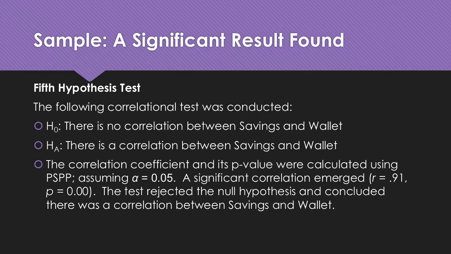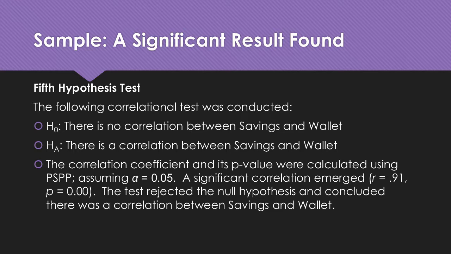The fifth hypothesis test was to find a correlation between savings and wallet. The null hypothesis states that there is no correlation between savings and wallet. The alternate hypothesis states there is a correlation between savings and wallet. Our data states that R is 0.91, a strong positive correlation, and our p-value is 0.00.